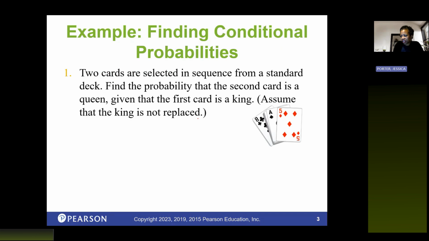So 2 cards are selected in sequence from a standard deck. Find the probability that the second card is a queen, given that the first card is a king. Assume that the king is not replaced. So how many cards are in a deck? Quick quiz. How many cards are in a deck of cards?